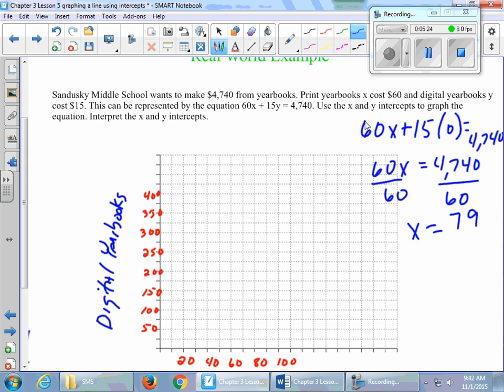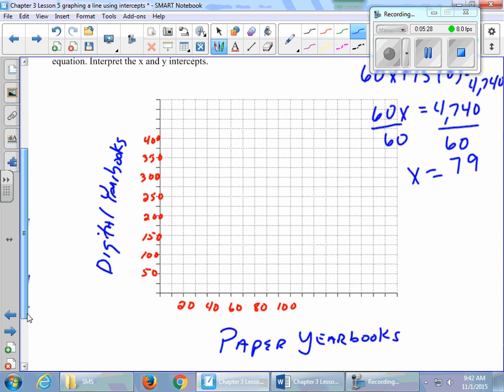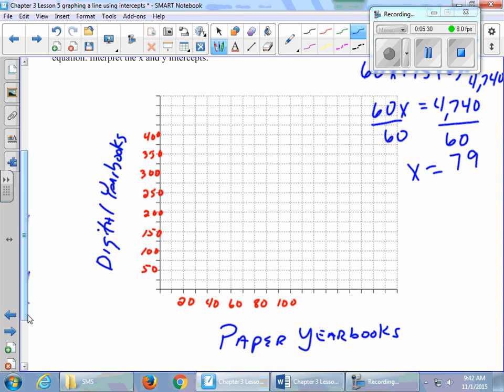So let's go down on our graph right here. As you see, you might have to fill in your graph. Paper yearbooks on the x-axis, digital yearbooks on the y. And 79 is going to be right about there, give or take, if my screen doesn't keep moving. And now we're going to do the same thing. We're going to see where our y-intercept is.